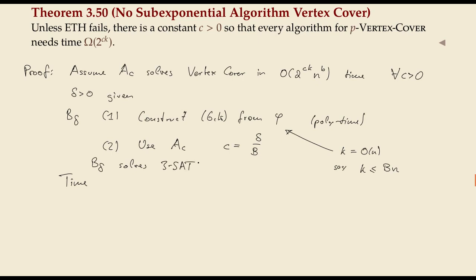Now let's look at the running time. There's some polynomial part to compute the graph and the threshold. But this is dominated by the time for the algorithm AC, which is just this. And again, I add a polynomial part for the other direction. So any specific algorithm will at most need an additional polynomial factor.